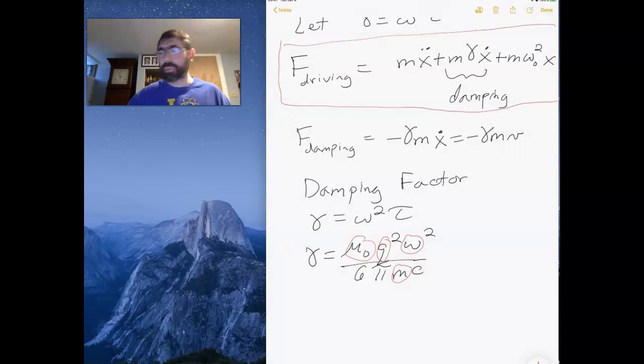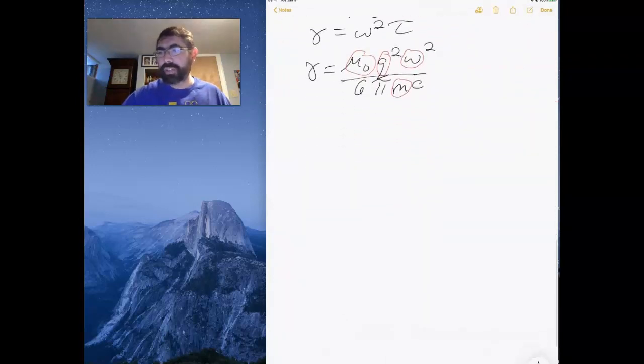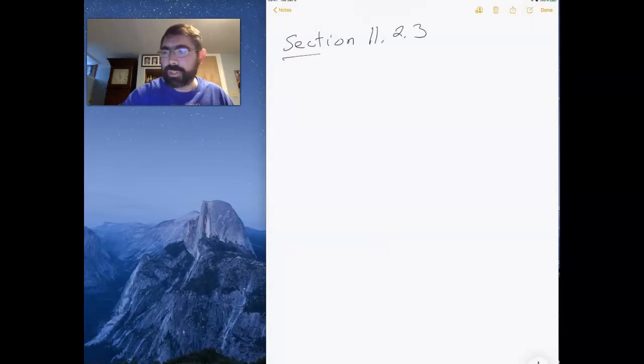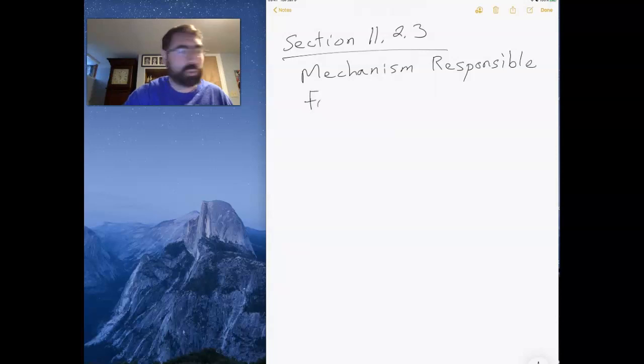Okay, so that's pretty much all I wanted to say about that. So the next thing is to take a look at the next section, section 11.2.3, and we wanted to look a little deeper into the mechanism responsible for the radiation reaction.